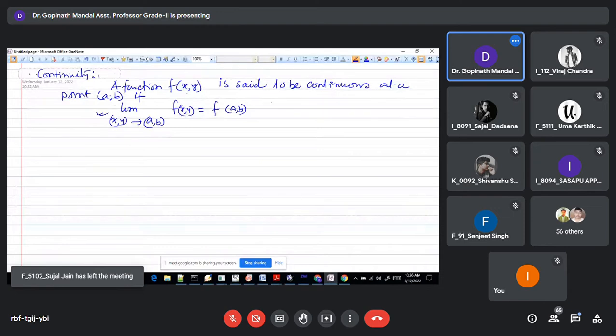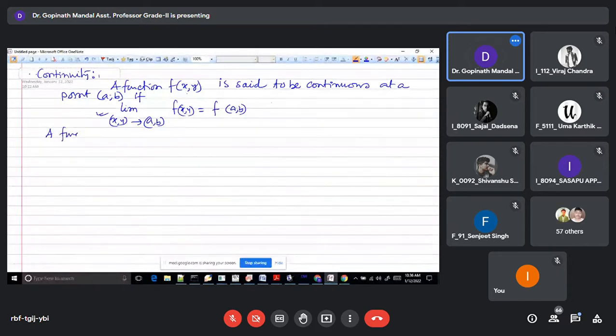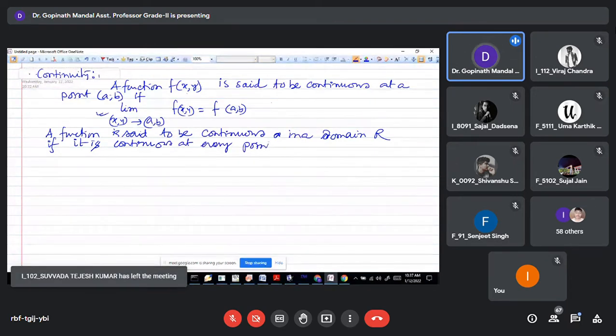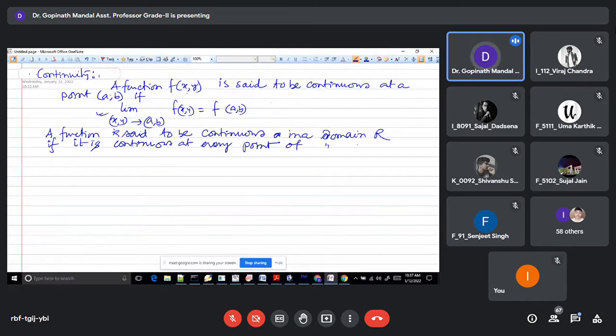the point (a,b). Now, a function is said to be continuous in a domain R, in a region R, if it is continuous at every point of the domain R. What is the working rule?